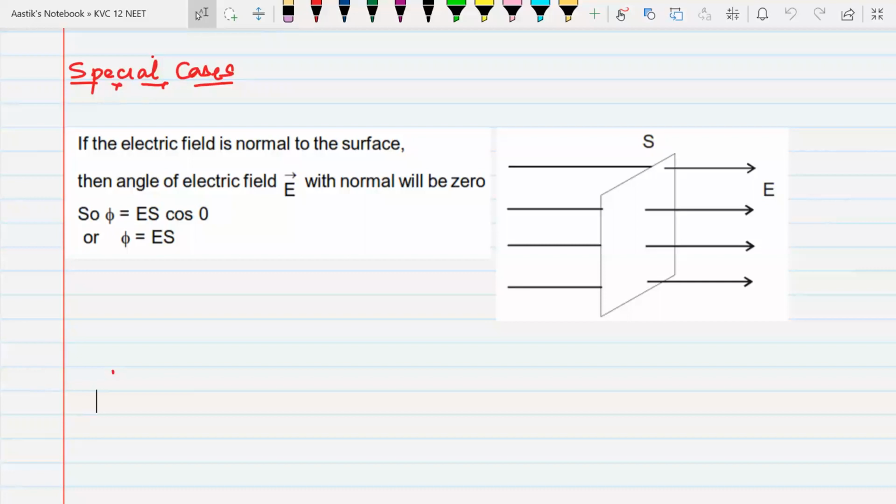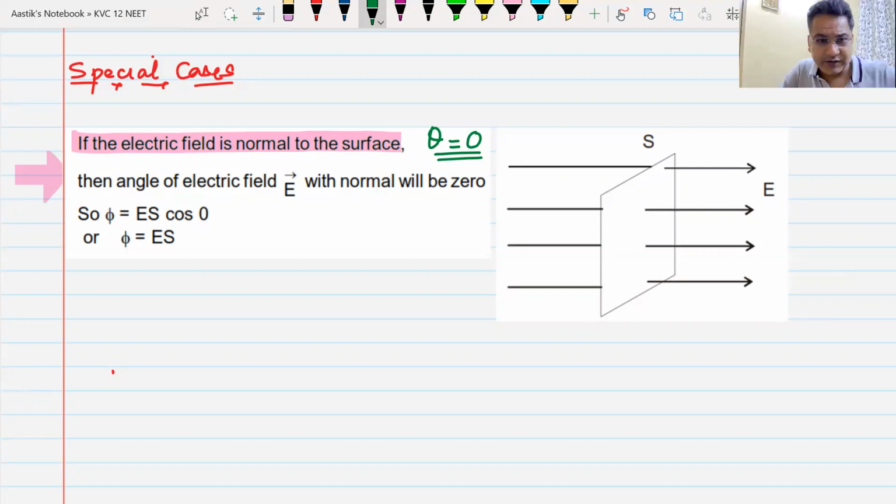Okay. So we have seen when your flux is going to be positive, when your flux is going to be negative. Now we come to the special case where your angle is 0. That means your electric field is normal to the surface. In this case, your angle theta is actually 0. Do we understand this? Yes, sir. In that case, your flux is going to be maximum, E into S. You can draw this diagram and write this case.